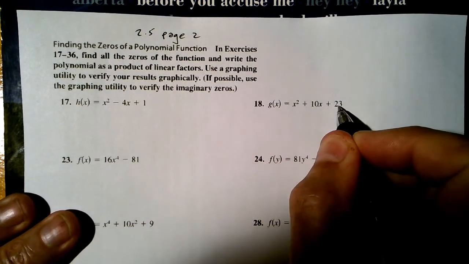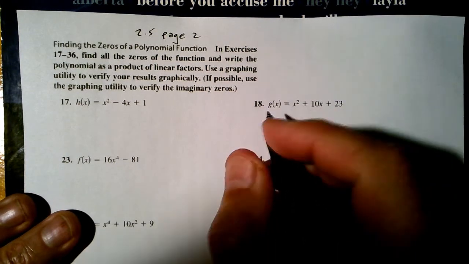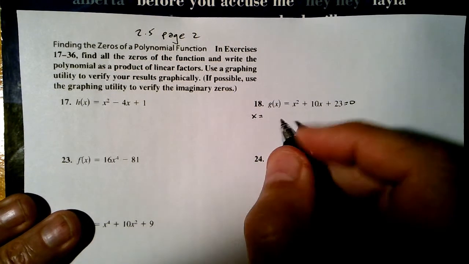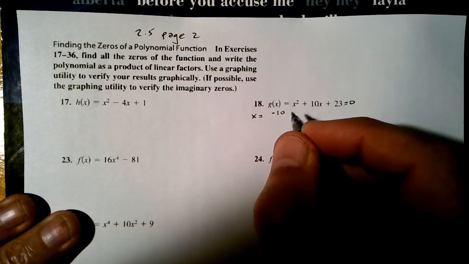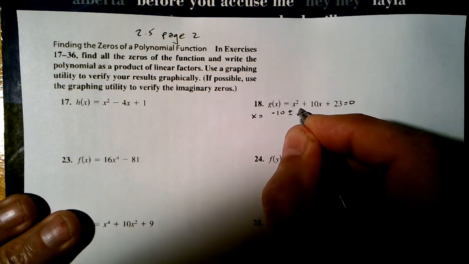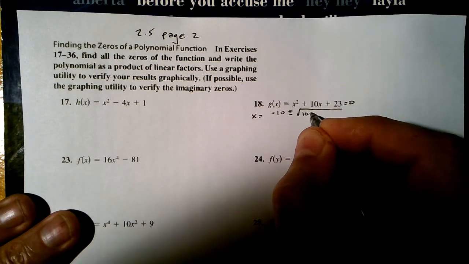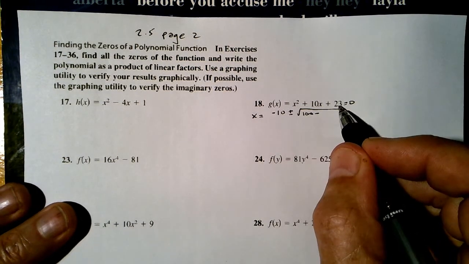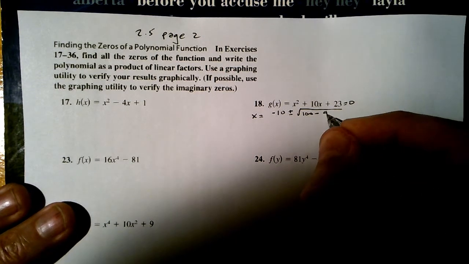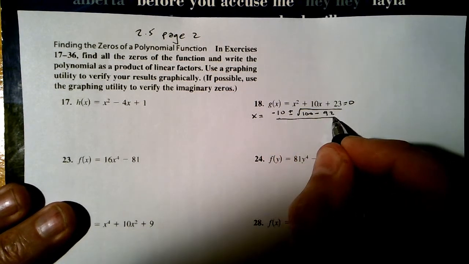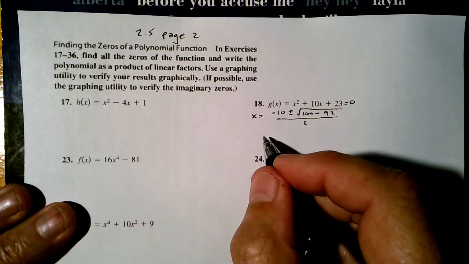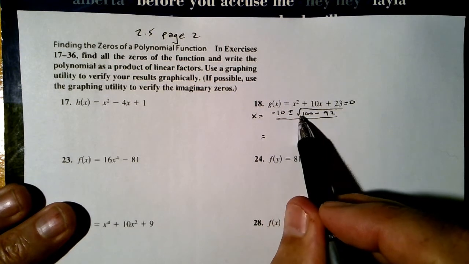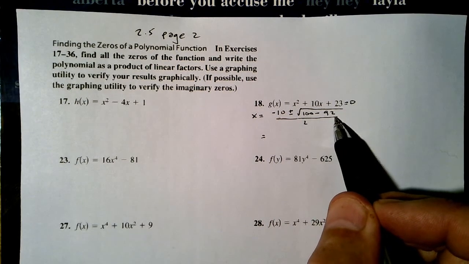So can I factor? Are there factors of 23 that add up to 10? No. So if I set this equal to 0 and go to the quadratic formula, I get x equals the opposite of b, -10, plus or minus the square root of b squared, 100, minus 4 times a, 1, times c, 23. 4 times 23 is 92, all over 2a, 2. So that is -10 plus or minus the square root of 8, which means I have real zeros.